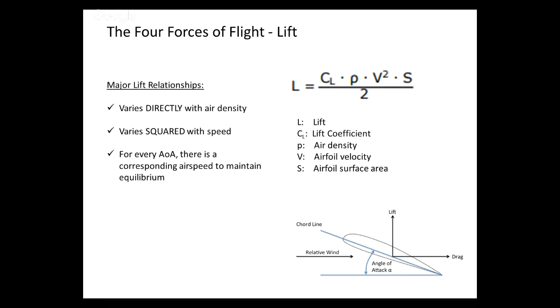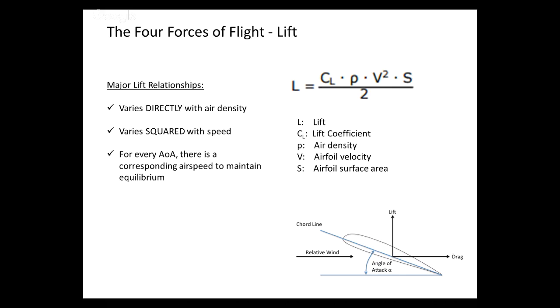Airspeed is in the numerator, and it's related by the square. So if you fly twice as fast, your airfoil will generate four times as much lift. So speed has a significant effect. It's got the most significant effect on the wing's ability to generate lift. And that makes sense because it's the one thing the airplane does to actually fly. It moves forward.